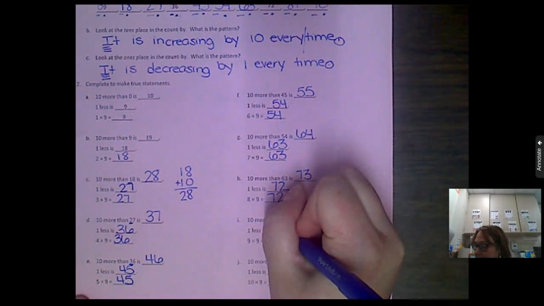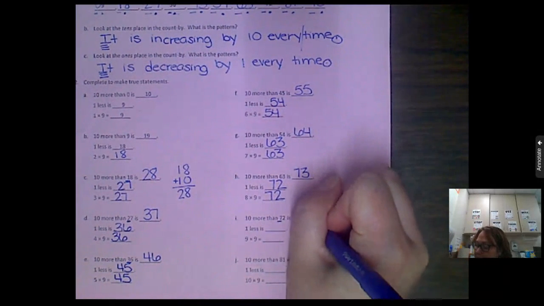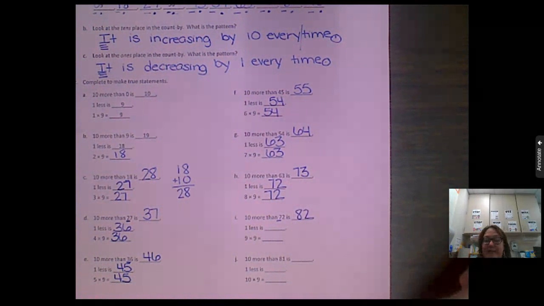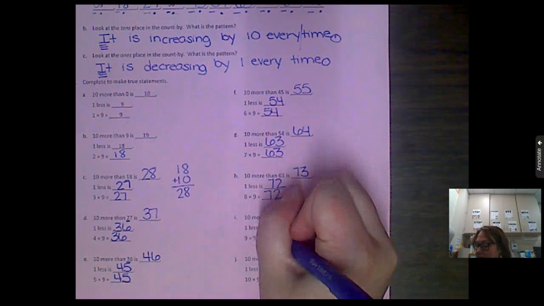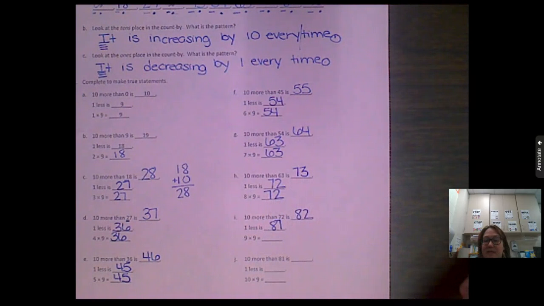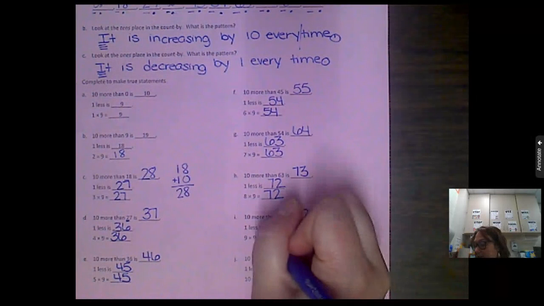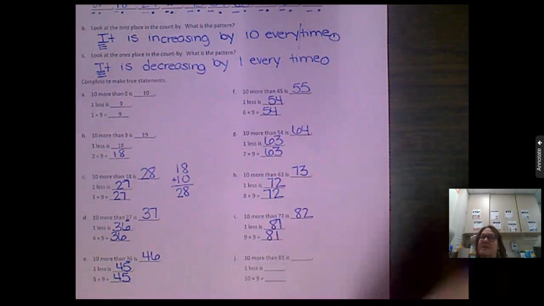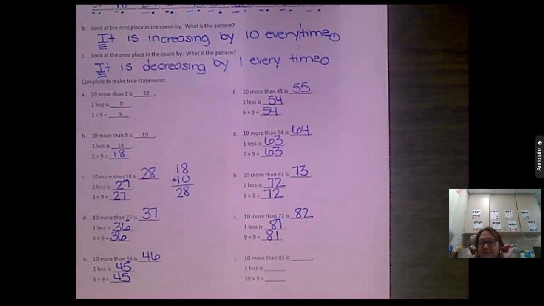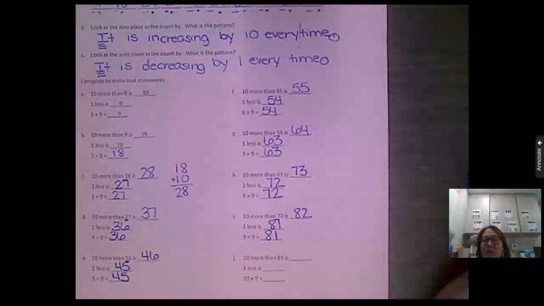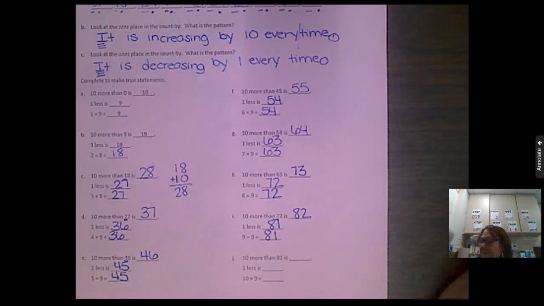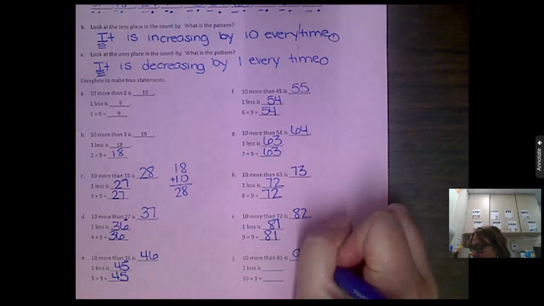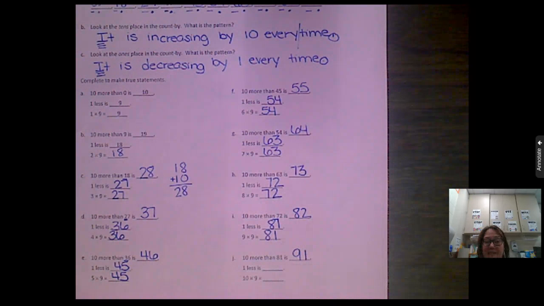82, right? If we increase that 7 by a 10, we're going up by a 10. So that would be 82. 1 less than 82 is 81. So that means that 9 times 9 is 81. Grab both your ears if you had that one correct. Good. All right, 10 more than 81 is 91. 1 less than 91 is 90.